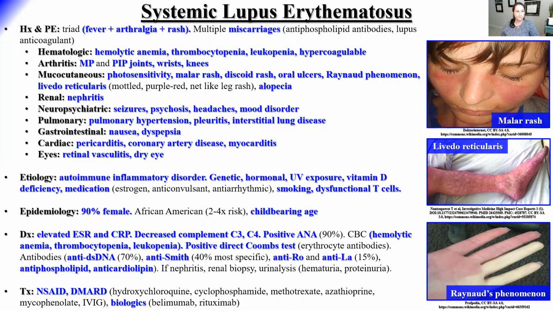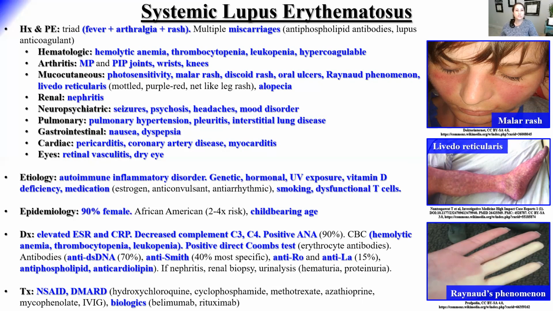Alopecia, hair loss. Renal, it can affect the kidneys. It can cause a nephritis. Neuropsychiatric, seizures, psychosis, headaches, mood disorders. Pulmonary, it causes pulmonary hypertension, pleuritis, and interstitial lung disease. The gastrointestinal manifestation, nausea, dyspepsia are common. Cardiac manifestations, pericarditis, coronary artery disease, and myocarditis. And then finally, the eyes are affected, retinal vasculitis or chronic dry eye.